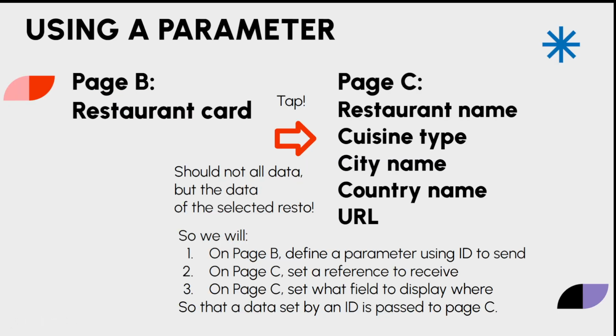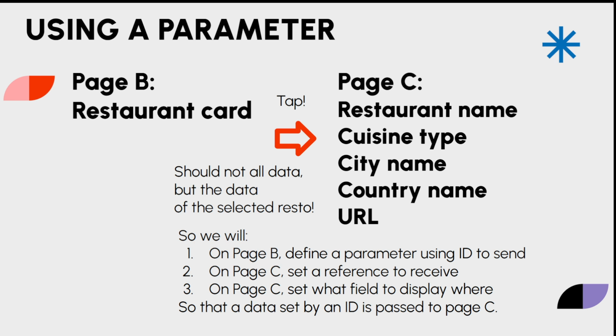Think about it. We have page B, the list, and page C, the details, right? On page B, the user taps on a specific restaurant card. On page C, we need to display the details for only that selected restaurant, not all of them. How does page C know which restaurant's information to show? That's where parameters come in.